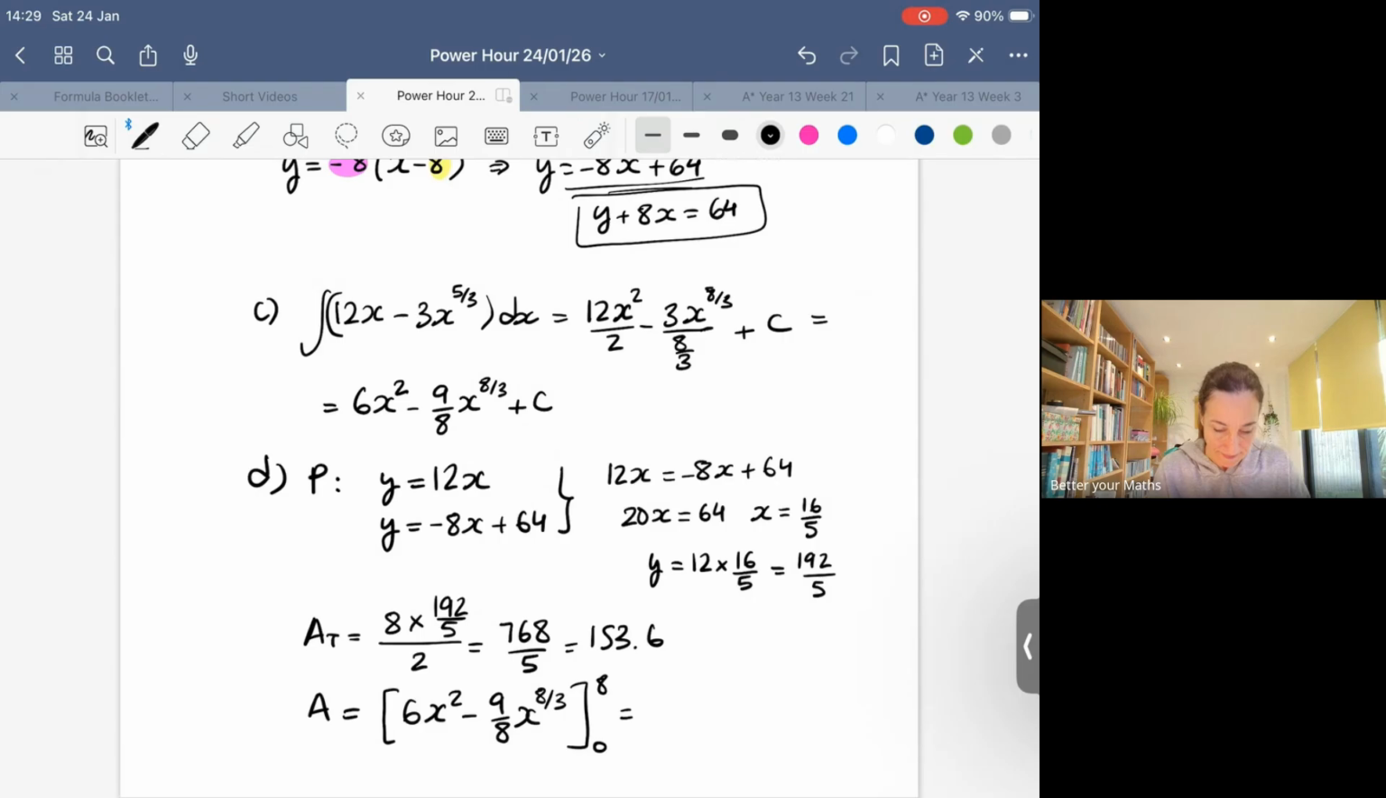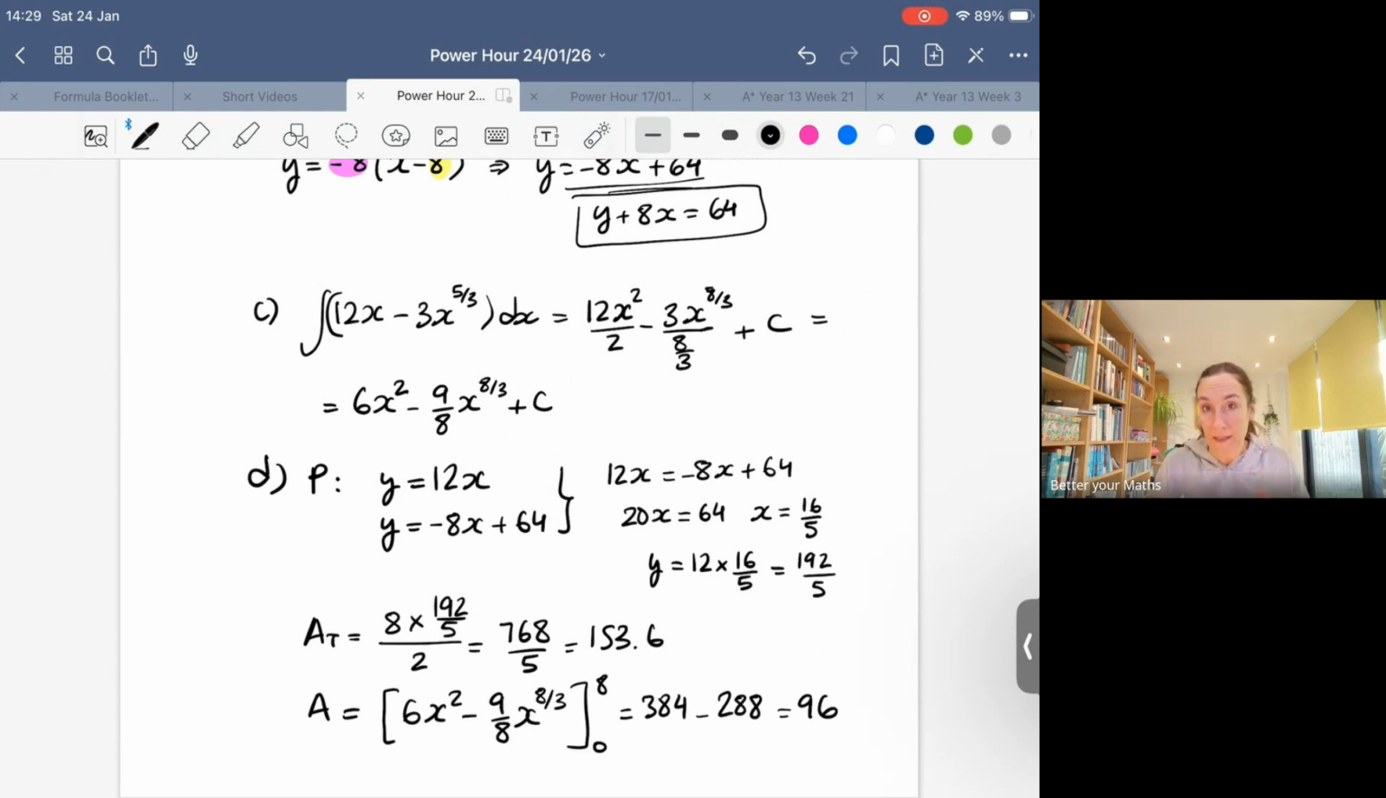So please substitute it with me just in case. So I have 384 minus 288, which is 96. That's the area under the graph.